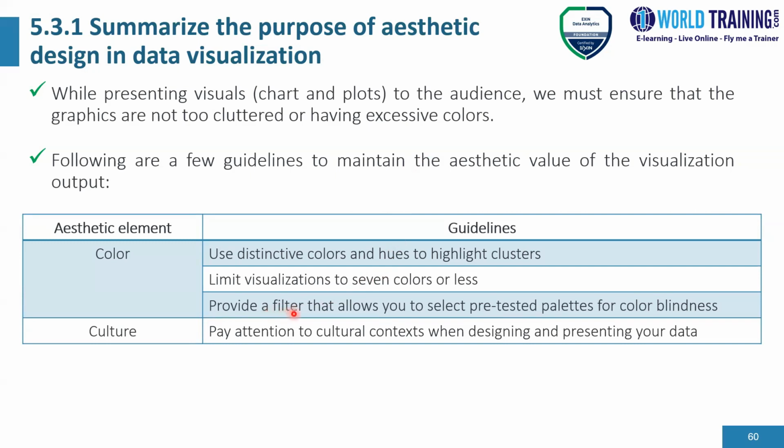Obviously, we should be able to provide a filter that allows us to select pre-selected palettes for color blindness. We cannot assume that all people will be able to visualize all those graphs with the colors. We need to be understanding, as there can be a few people who might have visual impairments in terms of color blindness. So we need to provide those pre-selected palettes for those people, so that they can select the color based on their likelihood. The kind of options has to be given across.